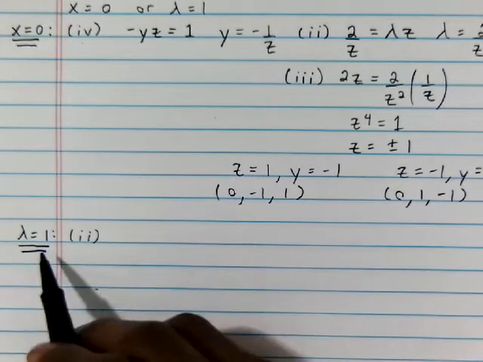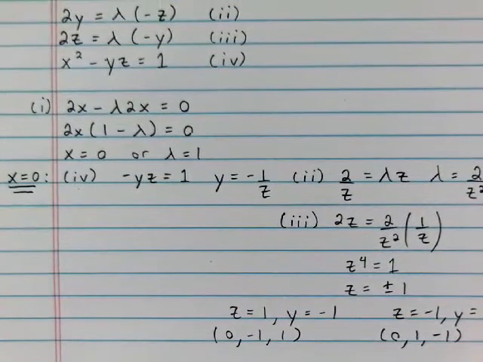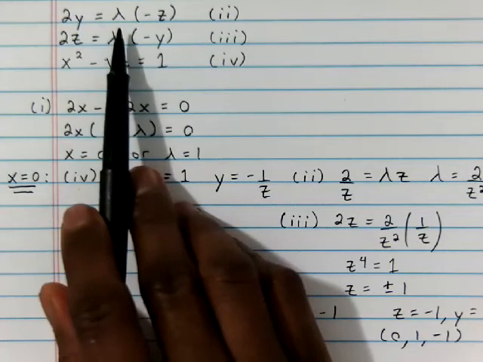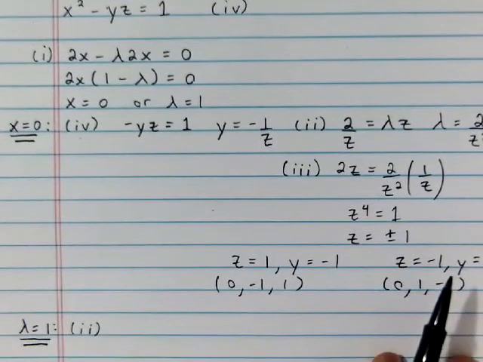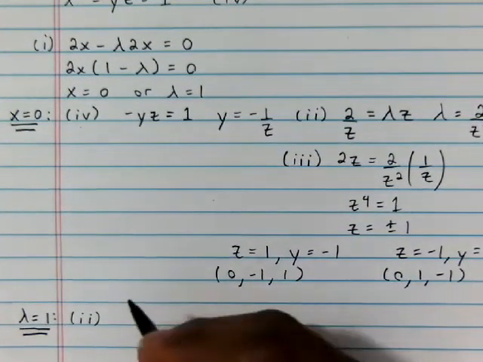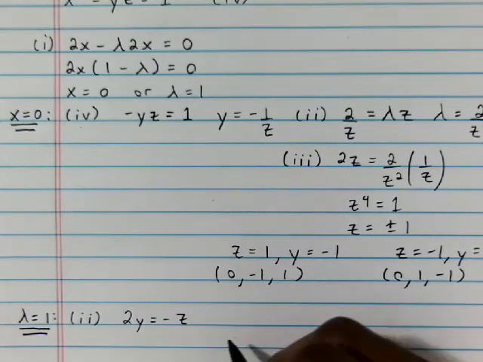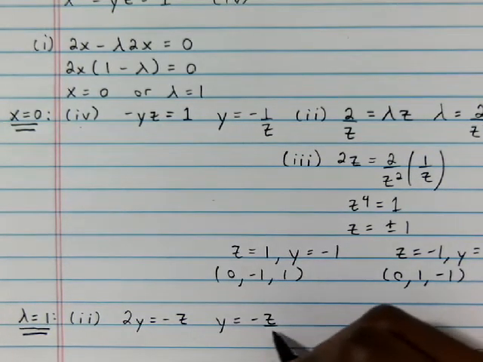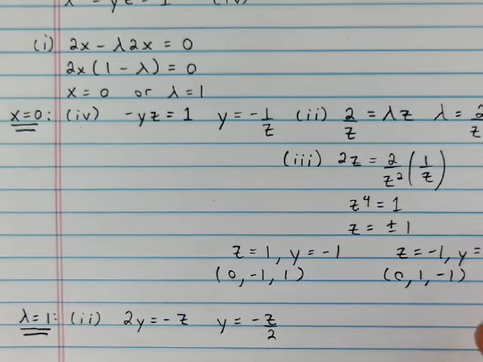And we take this lambda equals 1 and put it in our equation 2. Hopefully you have these in your notes from the last time, but I'll show you what equation 2 is. So now I'm going to have 2y equals, our lambda was 1, so 2y equals negative z. We'll solve for y equals negative z over 2. All right, so now we can take this and use it in another equation. We've used 1 and 2, so I use this in 3.